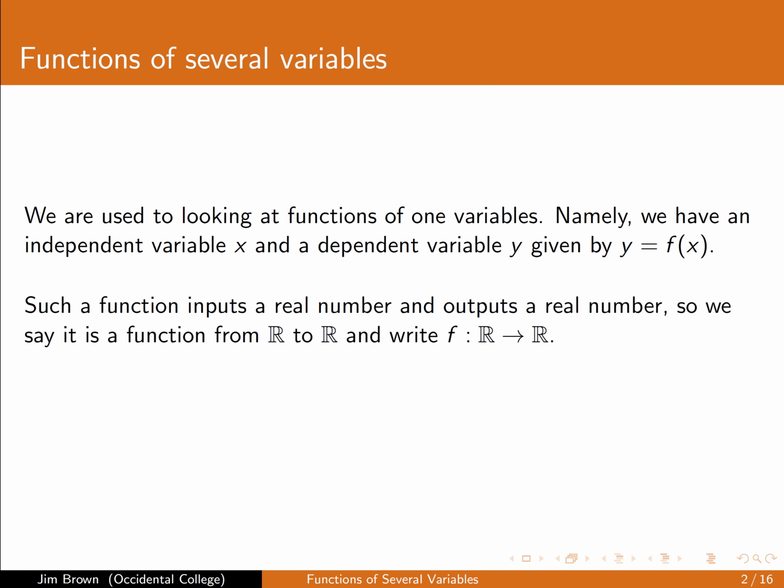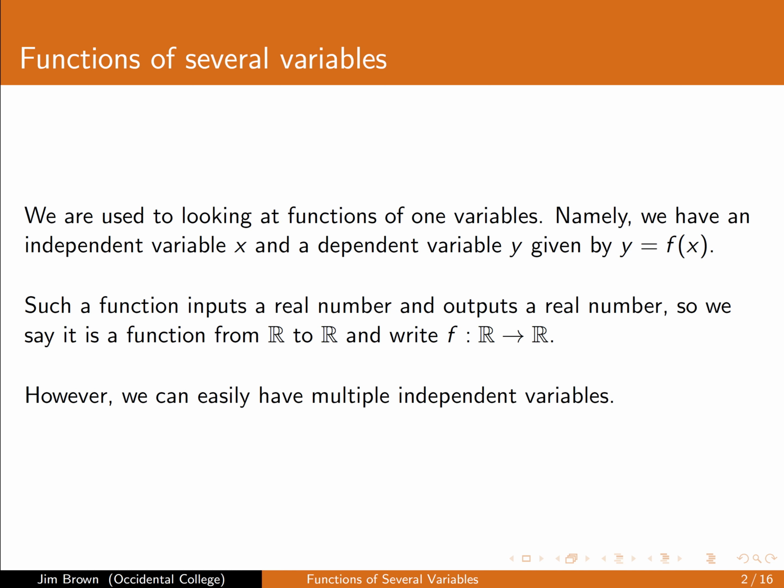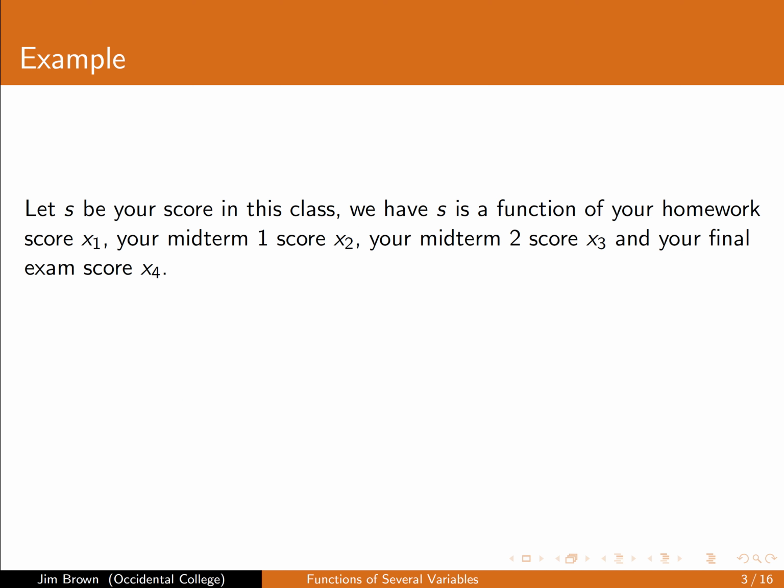But first of all, we say that this function inputs a real number and outputs a real number. So this boldface R here is the real numbers. So we say that it's a function that goes from R to R because it inputs a real number and outputs a real number. But there's really no reason that we couldn't have multiple independent variables, so multiple things that we plug into a function and output. So we're going to see some examples of this.